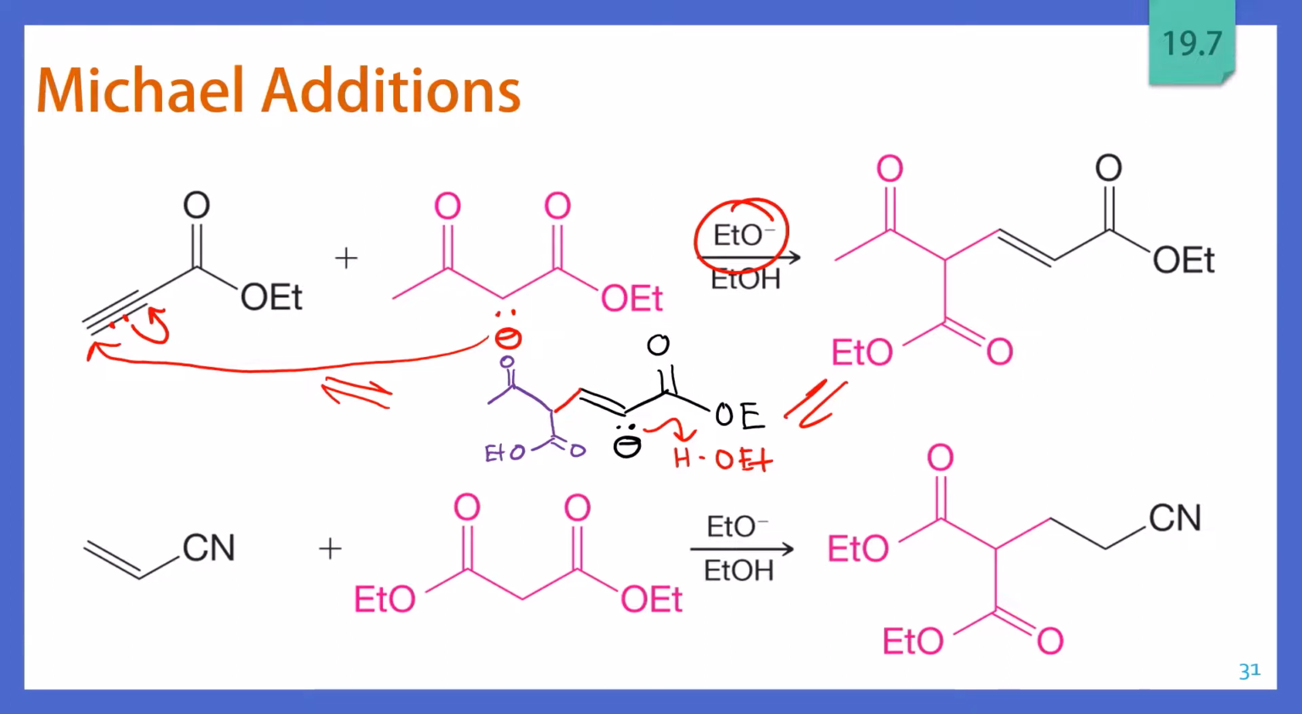The mechanism for the second problem is very similar. Diethylmalonate can be deprotonated easily to create an enolate. You would attack the conjugate, the beta position of the nitrile. That pushes the electrons onto the alpha carbon, and then they would be protonated to form our product.